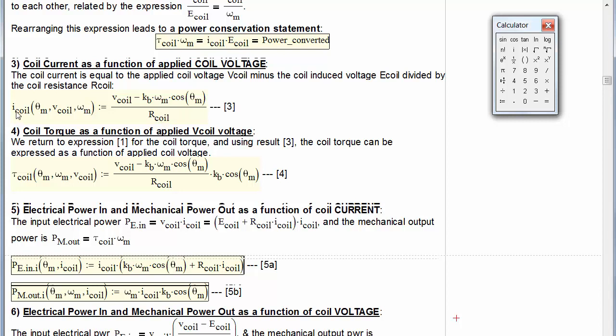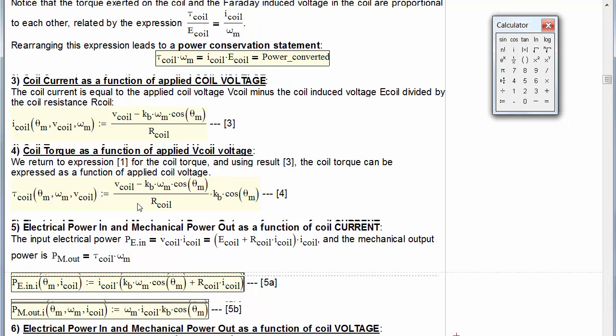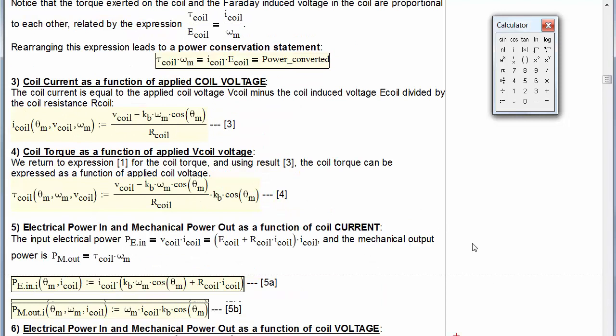Now we can use this current in our above torque expression, and when we do that, we can express torque as a function of the external coil voltage V coil. This is like your motor voltage Vm. We also add in omega m now, because the induced Faraday voltage is a function of omega m, it's kb omega m times the cosine of the position. So now we have this expression for torque as a function of angle theta m. That's our fourth expression.